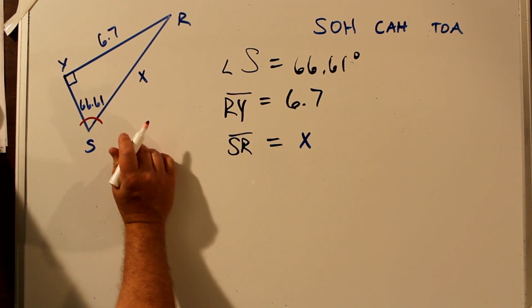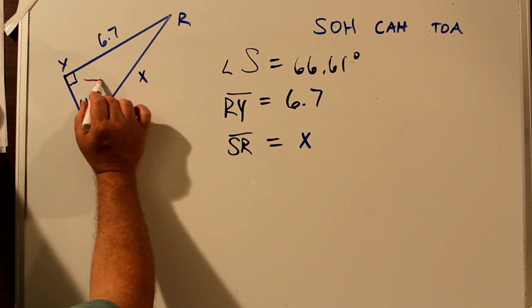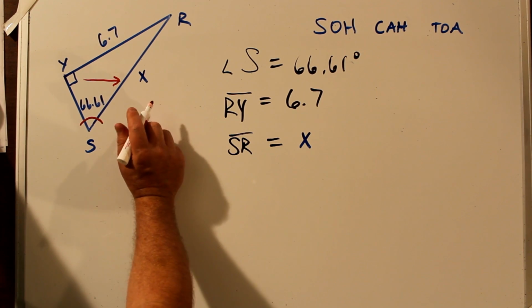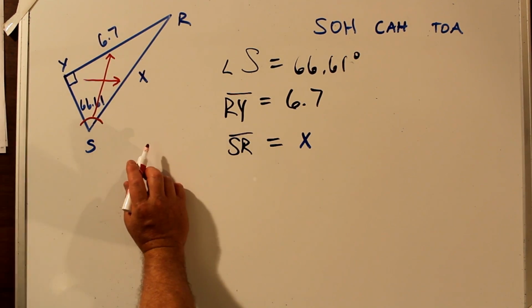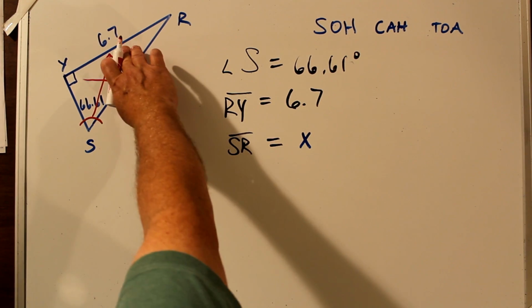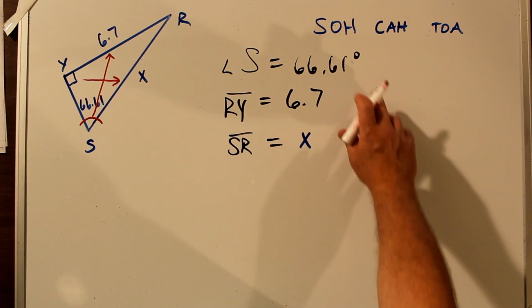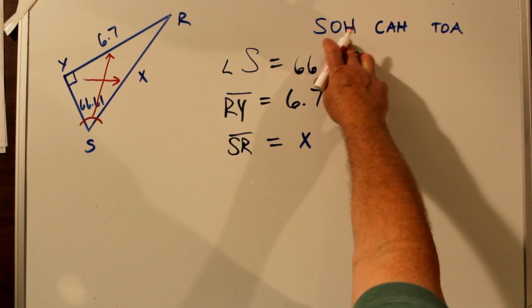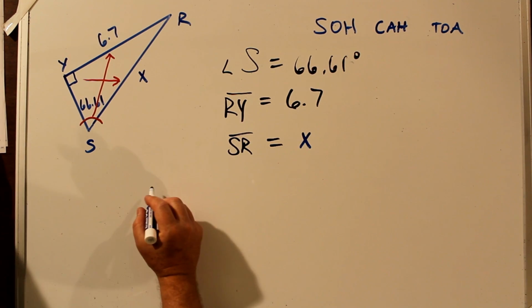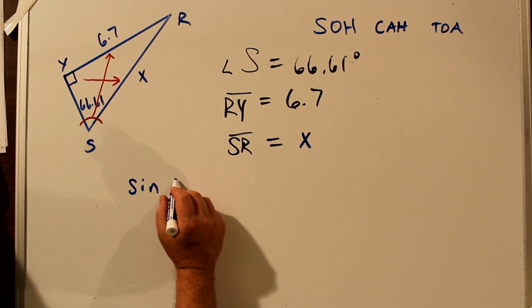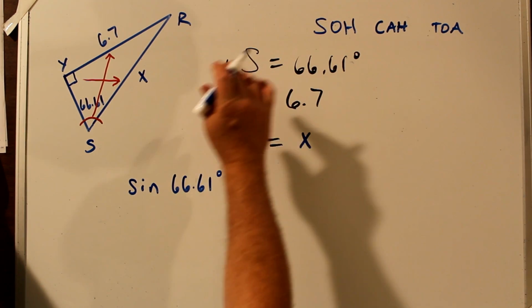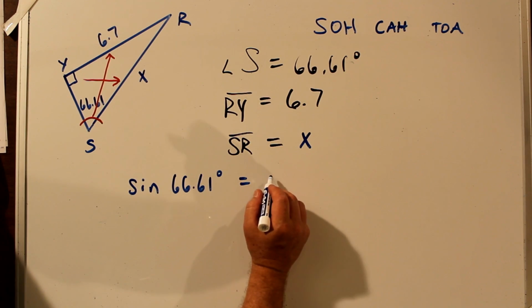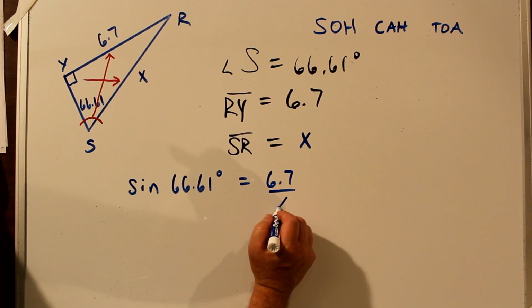So, looking at angle S, the side opposite the right angle is our unknown X, and the side that we do know is opposite our angle. So we need to find a function that deals with an opposite side and the hypotenuse. And it's the sine function that deals with the opposite and the hypotenuse. So let's write our equation. The sine of 66.61 degrees equals the opposite over hypotenuse. And the opposite side is 6.7, and the hypotenuse is our unknown, X.